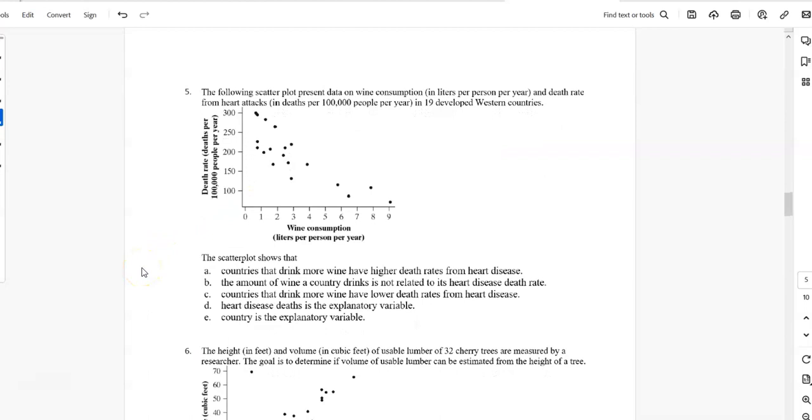Okay, these might be easier. I don't know, we'll see. Those interpretation ones are really hard sometimes, and the logarithms can get tricky.